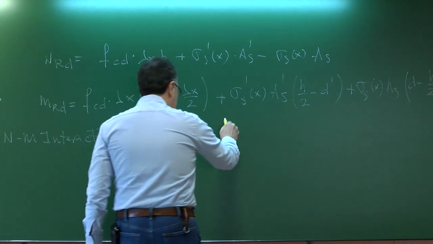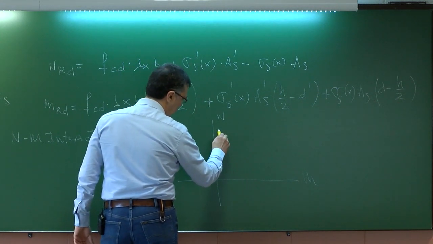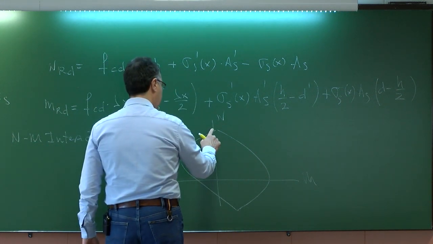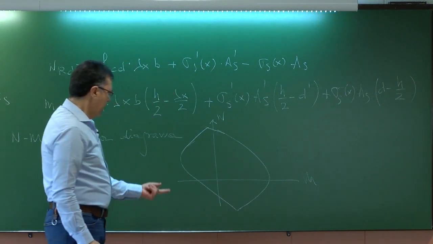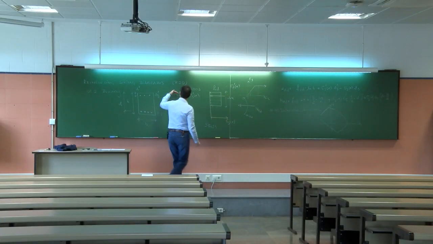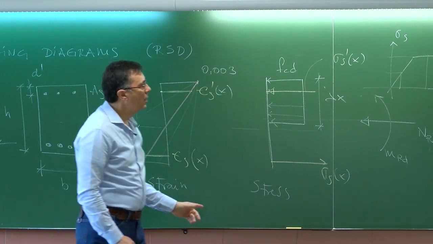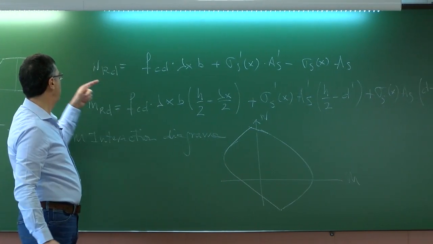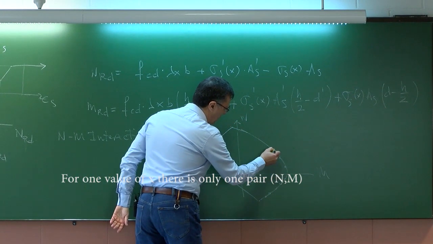So what we do is a representation of M and N that should be something like this. It's non-symmetrical, so maybe it should be like this. Okay, more or less. Just giving values to X, from X equal to 0 to X equal to infinity, or very large, we obtain for each value of X pairs NM. So for each value of X we obtain the whole diagram.